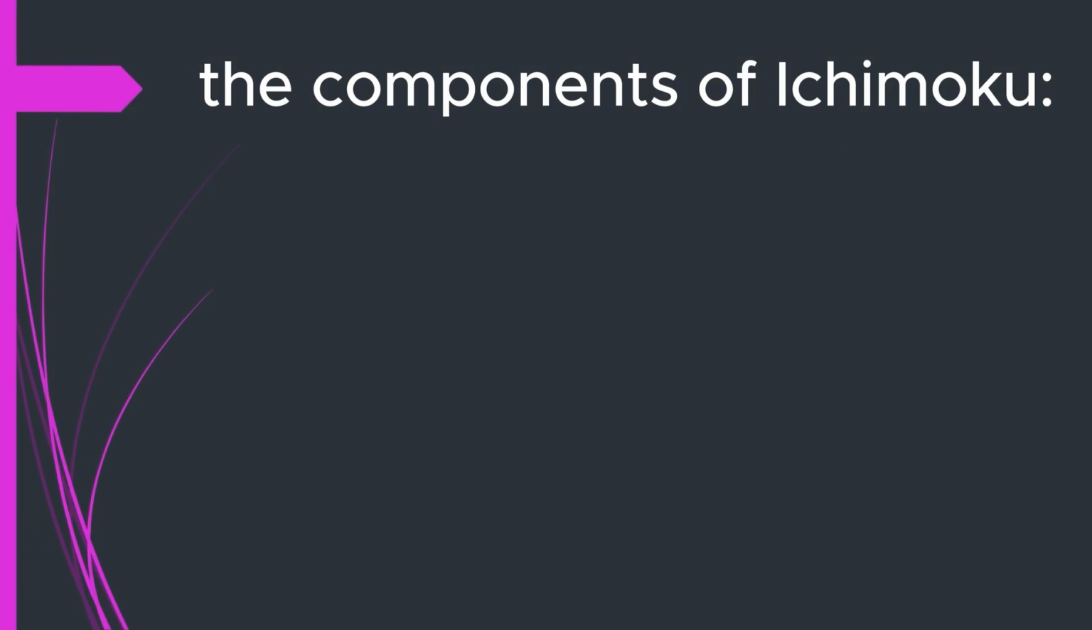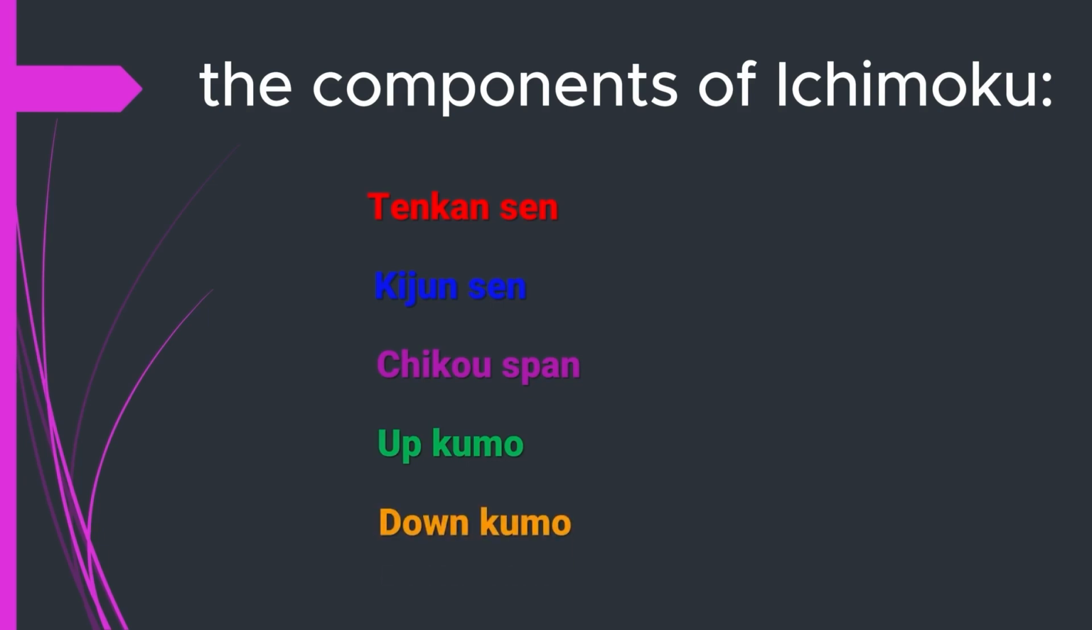The first component of the Ichimoku indicator is a line called the Tenkan-sen, which will display in red as indicated here. I recommend using the same colors I'm introducing for the indicator components so we can stay consistent and facilitate better learning. The second line is the Kijun-sen, which we will display in blue. The next line is called the Chiku span, which we will color purple. Our other components are the up Kumo and down Kumo, which are the bullish and bearish clouds. I will color these green and orange respectively.